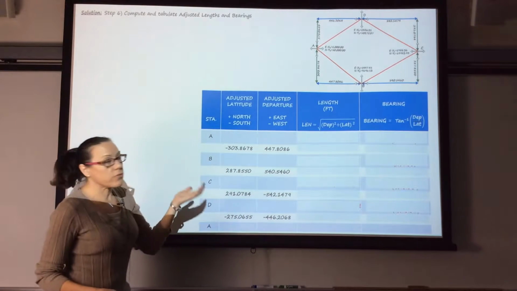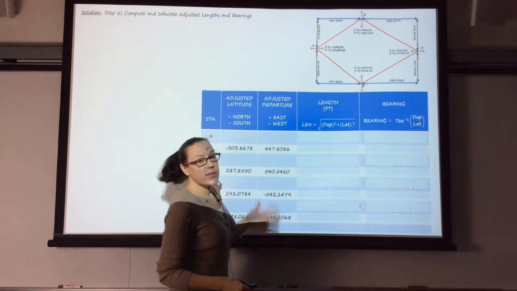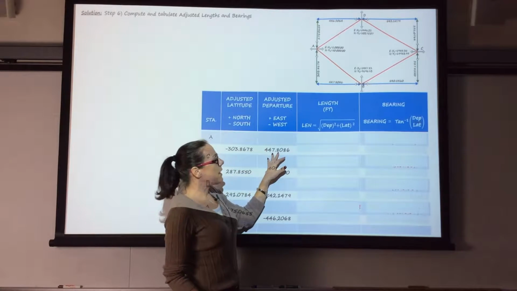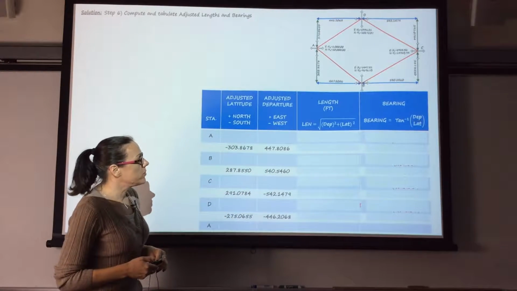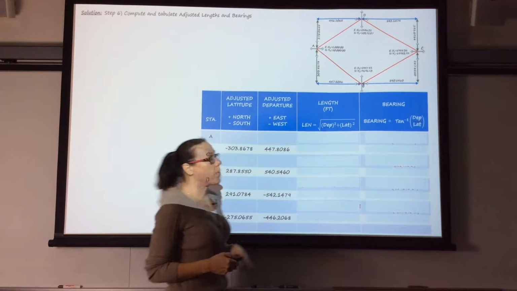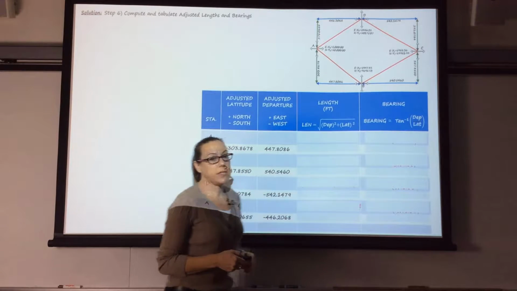So the new length, remember, is just a right triangle, a squared plus b squared equals c squared. So we're looking for the c squared, the hypotenuse. So we're going to take our departure squared plus our latitude squared, and then take the square root of that. And that'll give us the new lengths between each of the traverse points. And then lastly, we'll figure out what the bearing is and then convert it to the azimuth.